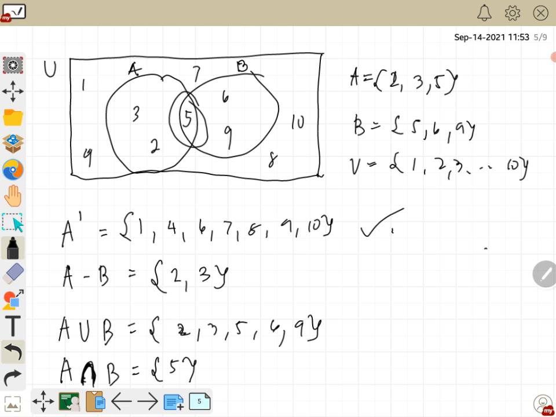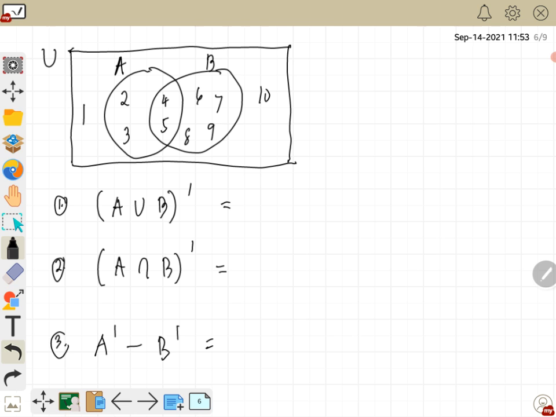Okay, so that's the basic. You must be able to understand the definition, the basic meaning of these operations, so that when you translate it into your own words, you should be able to list down the elements from that Venn diagram. Let's proceed with a little bit more difficult problems. So you have here still our U, I guess this is still 1, 2, 3 until 10.